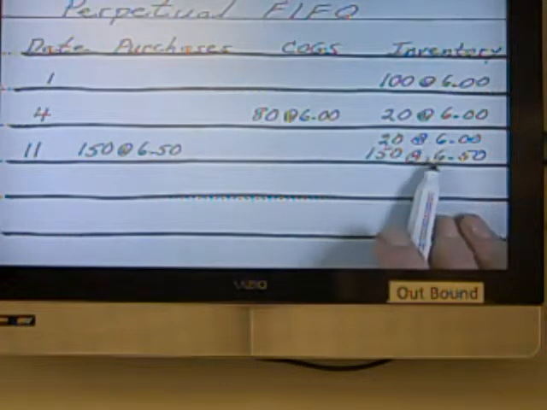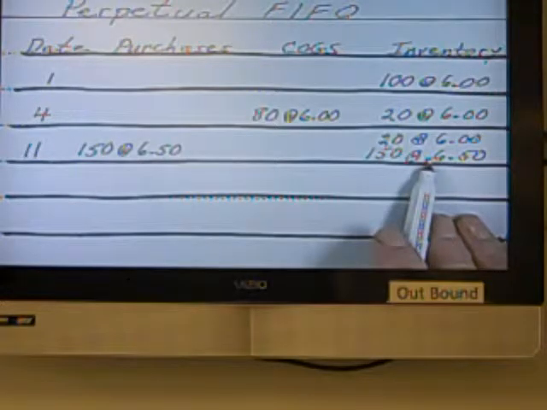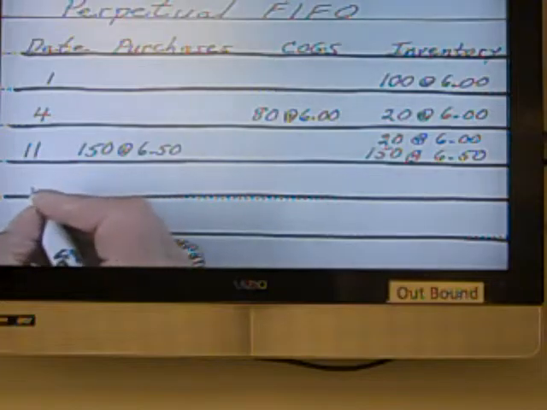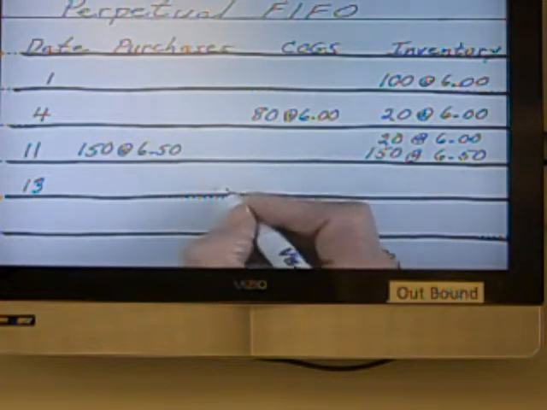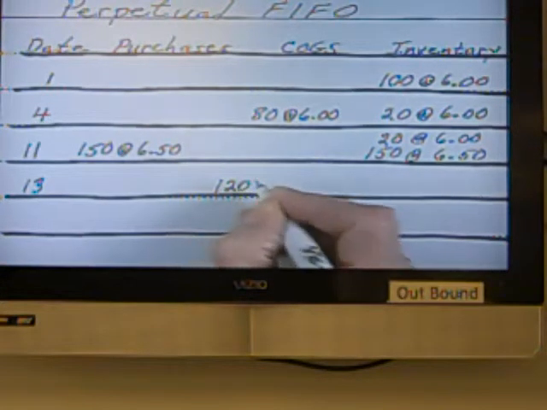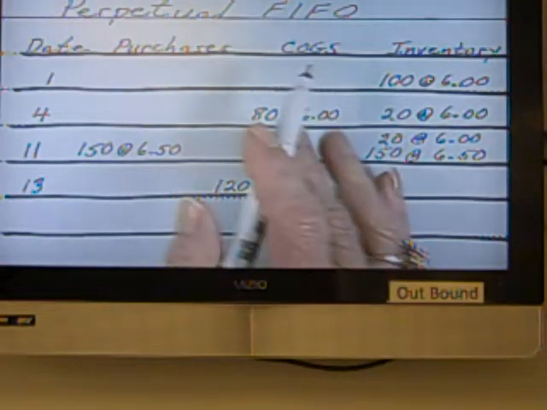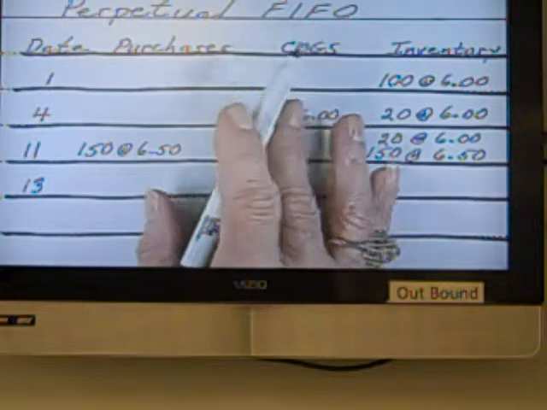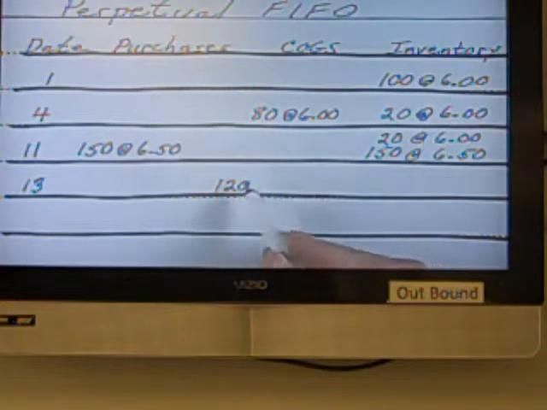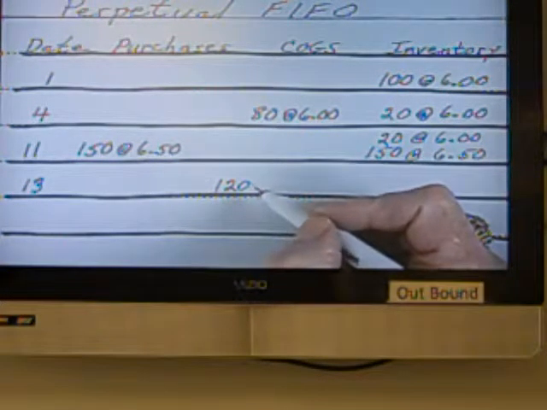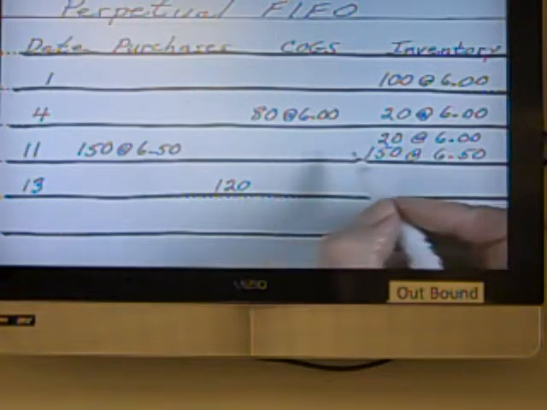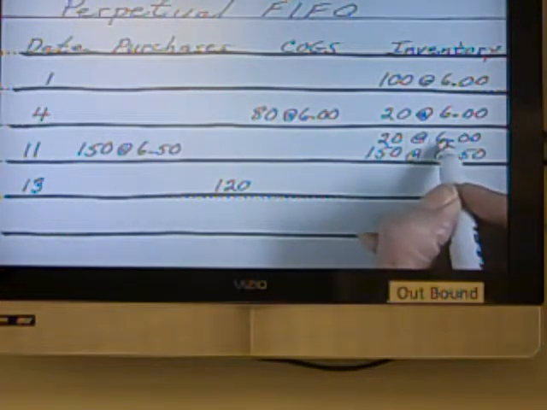So 2 layers of inventory. Very important that we keep those separated. Then on the 13th of the month, we make a sale. We sell 120 units. Now, using FIFO, first in, first out, we need to look at the cost of those 120 units that we sell. Well, if we're selling 120 units and the cost is coming off the top, FIFO, first in, first out, that would be 20 at $6.